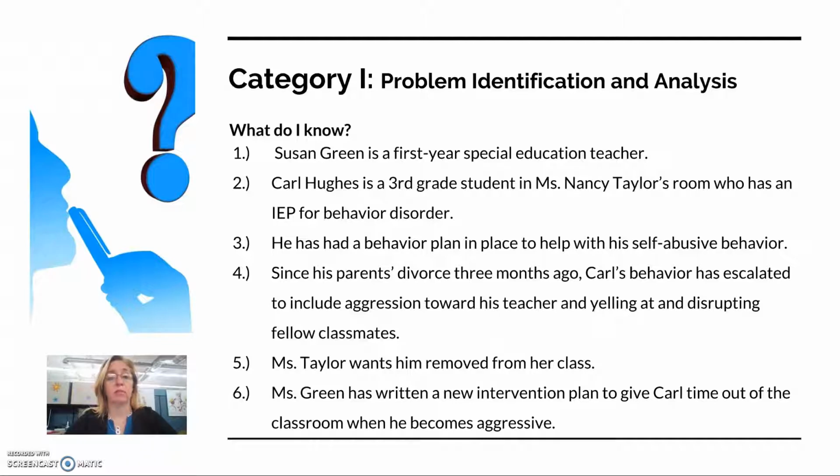escalating due to his parents' recent divorce, and he has started to show aggression towards Miss Taylor and yelling at and disrupting fellow classmates. Miss Taylor wants him out of her classroom, and Miss Green has consulted with the superintendent of the district and has written a new behavior plan for him, which includes him being removed from the classroom when he becomes aggressive.